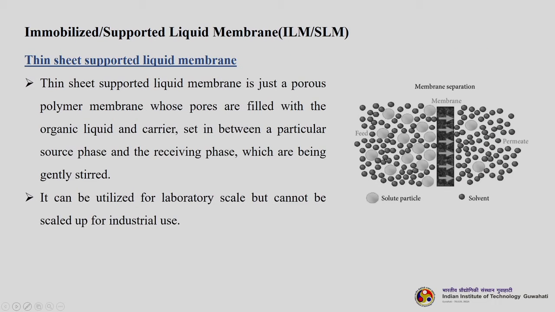So, there are different types of supported liquid membranes. Thin sheet supported liquid membranes. A thin sheet supported liquid membrane is just a porous polymer membrane whose pores are filled with the organic liquid and carrier, set in between a particular source phase and the receiving phase, which are being gently stirred, just as we discussed. It can be utilized for laboratory scale, but cannot be scaled up for industrial use. That is another thing for this type of thin sheet supported liquid membrane.